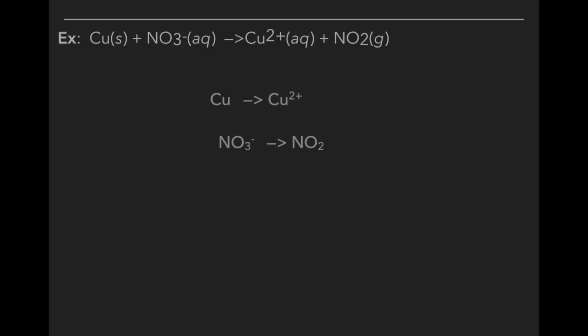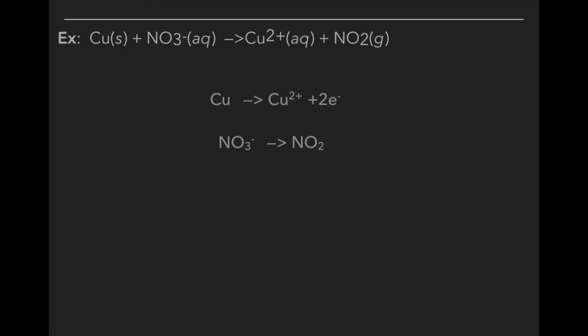So the first thing that I need to do, well, my coppers are balanced, my hydrogen is balanced, my oxygen is balanced. The only thing that isn't balanced is the fact that I have a 2+ charge on my product side and no charge on my reactant side, which means I need to add 2 electrons to my product side. And so I'm going to do that right there. Now, I'm done with copper. What I need to do now is I need to figure out nitrate.